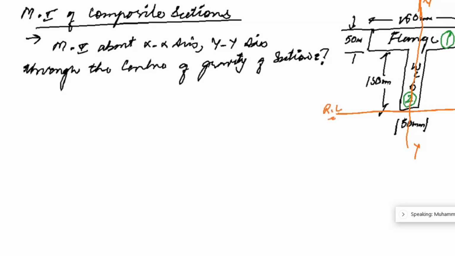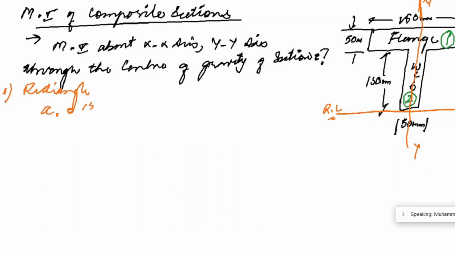So firstly, in order to calculate the center of gravity, what we need is the rectangle 1 area. That area A1 will be equal to how much? It is 150 cross 50. That will be equal to 7,500 mm square, right?